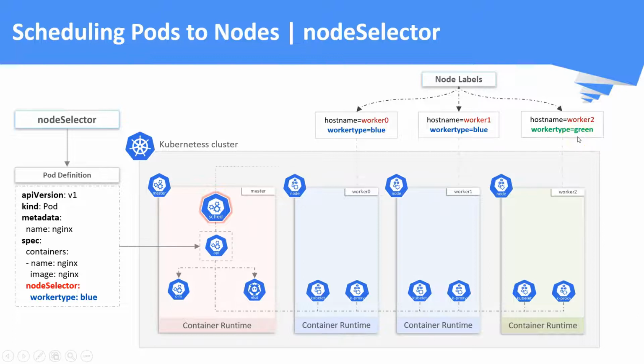Once you apply this pod definition, these pods will be scheduled either in worker node 0 or in worker node number 1. This is because the node labels match exactly with the node selector field. That is, worker type equals blue is our node selector field, and the same maps to our label. One advantage of using node selector is that in this node selector field, you can mention a single label as well as multiple labels. The scheduler will match nodes for scheduling the pods only when the nodes satisfy all the labels under the node selector field.